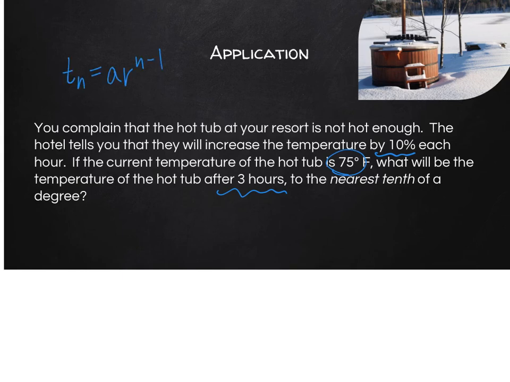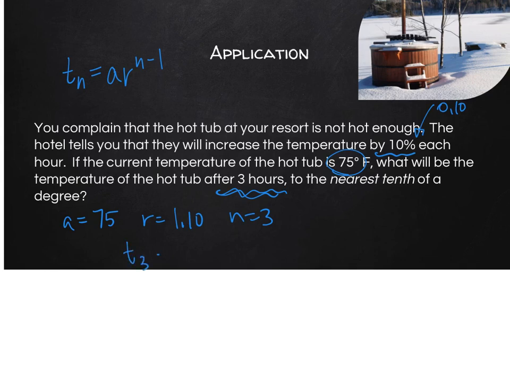So we need to know what A is. A is the initial value, so 75 degrees. We need to know what R is. R is what it's increasing by every single time, and it's 10%. So 10% is it's increasing by 0.10 every time, but we need to include the original 75. So it's actually 1.10. So R is 1.10, and N will be 3, because we want to know after 3 hours. We're going to plug these values into our formula.